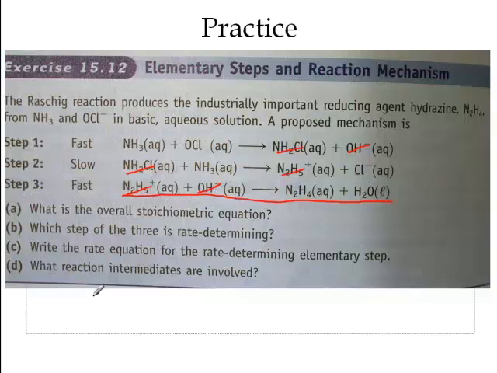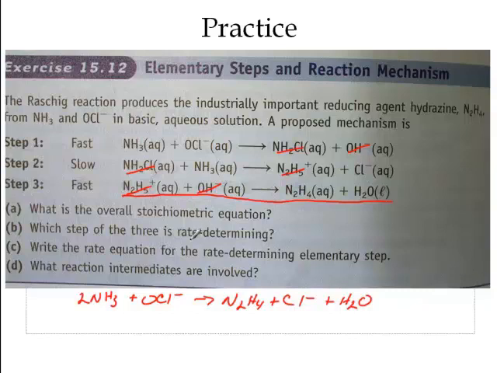So the overall reaction for that would be NH3. And, oops, there's 2 of them, right? So I better put a 2 there. Plus OCl minus. And that is going to yield some N2H4 plus Cl minus plus water. All right, so let me just do a quick check. We got 6 H's, 6 H's, 2 N's, 2 N's, 1 O. There we go. So there is our overall stoichiometric equation. So that's what's going on, and that looks like a pretty straightforward answer.